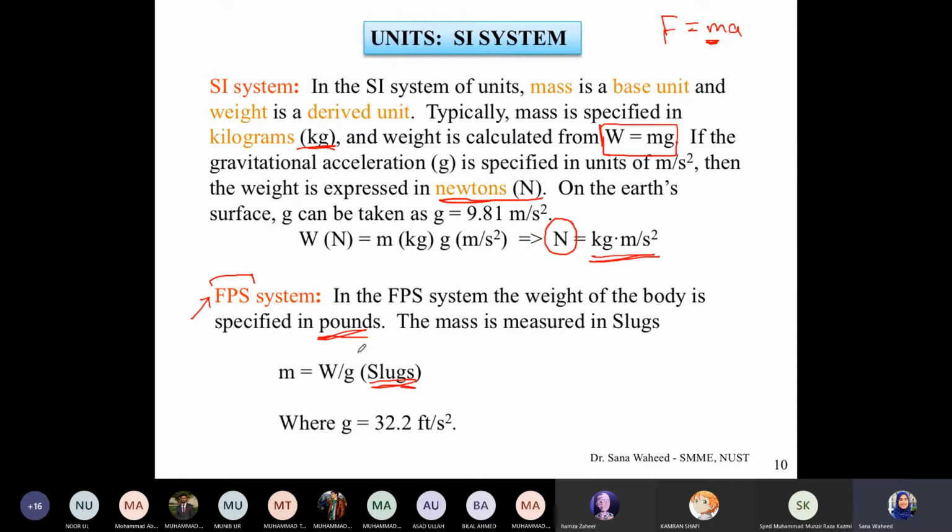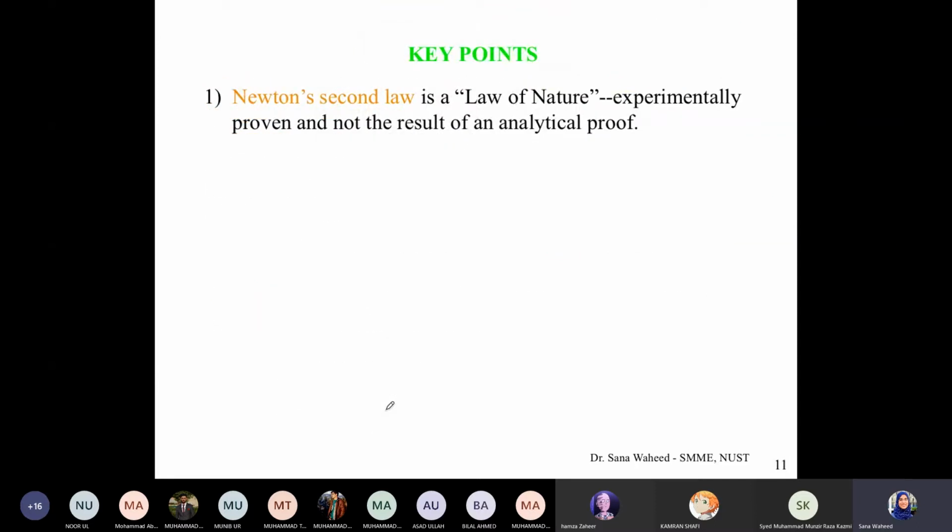What a weird name. Anyway, the gravitational constant would then be measured in feet per second squared, and it takes this value. Whereas the familiar one for g in SI units is 9.81 meters per second squared. Whereas in the FPS system, it takes this value, right? So all straightforward things, as I've just said.